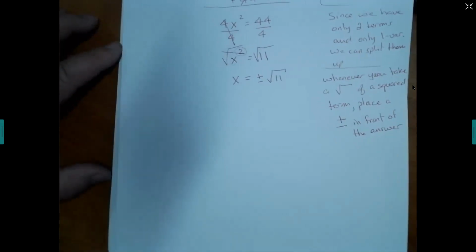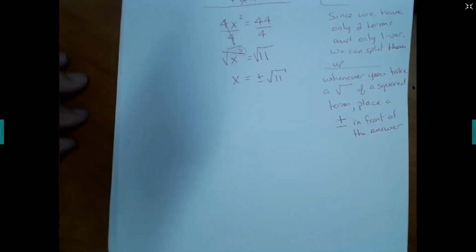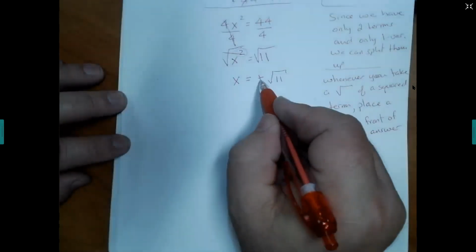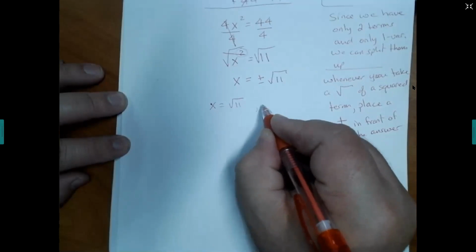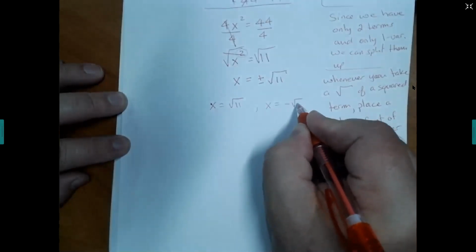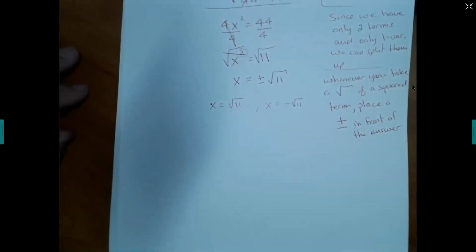Now, the biggest question is why? So this is where we get our 2 answers. X can equal square root of 11, or x can equal negative square root of 11. Those are our 2 answers.